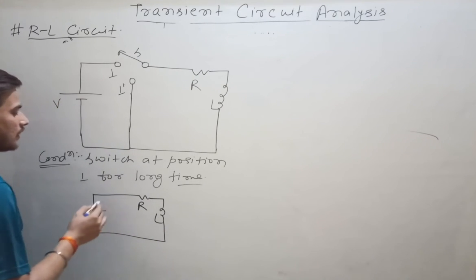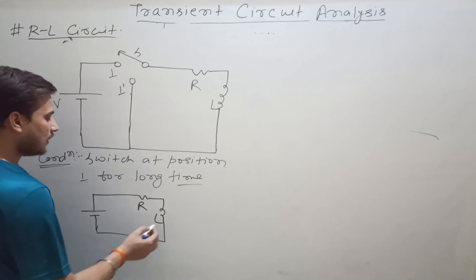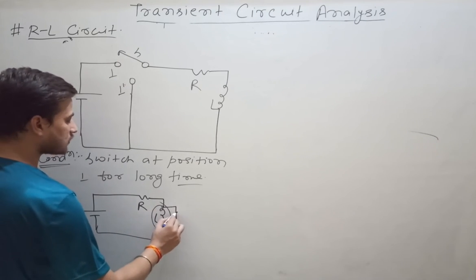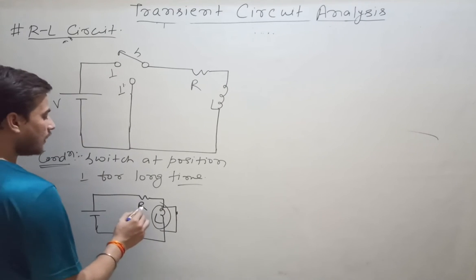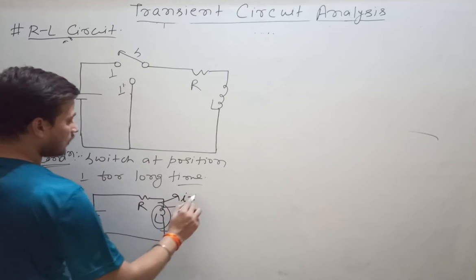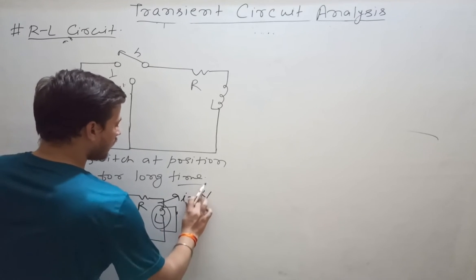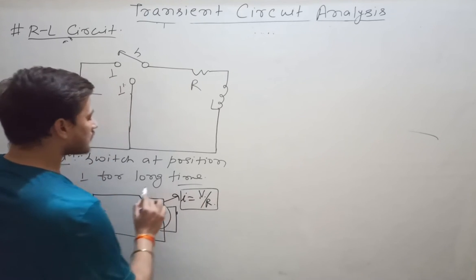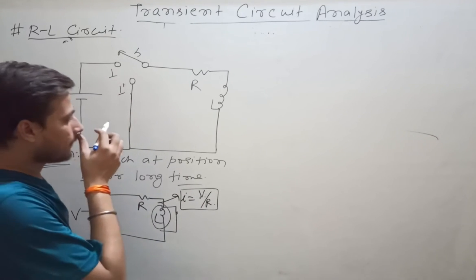When it was there for a long time, that means the inductor would have been short circuited. So we'll short circuit the inductor. If the inductor was short circuited, then the current was equal to V by R. Clear? The inductor was short circuited, and the current was equal to V by R.